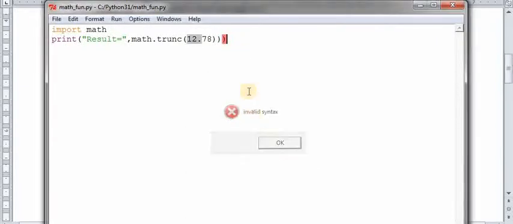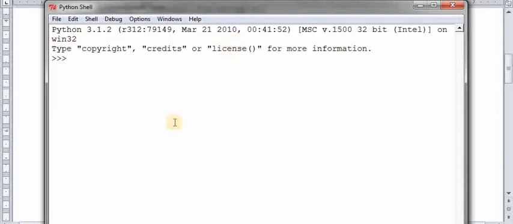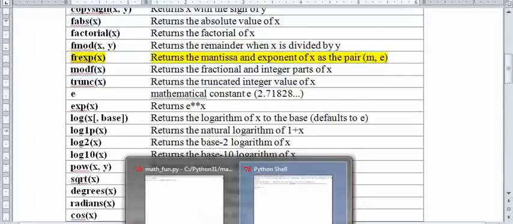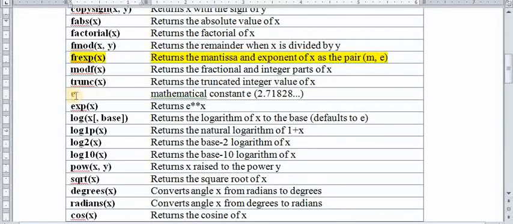Invalid syntax. Okay, we have inserted one more parenthesis. You can see the result is 12. It will return only the integer part.